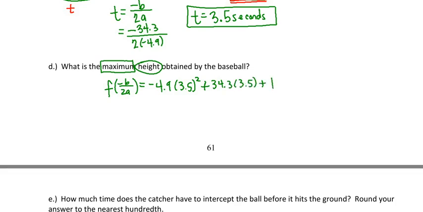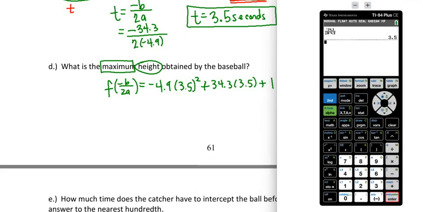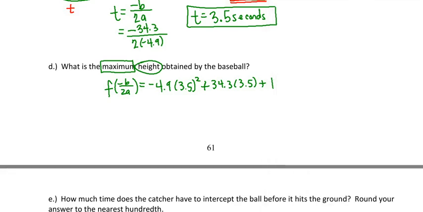Okay, let's type that into our calculator and see how high this pop fly travels. Looks like our maximum height is 61.025, and that is going to be measured in meters. 61.025 meters.